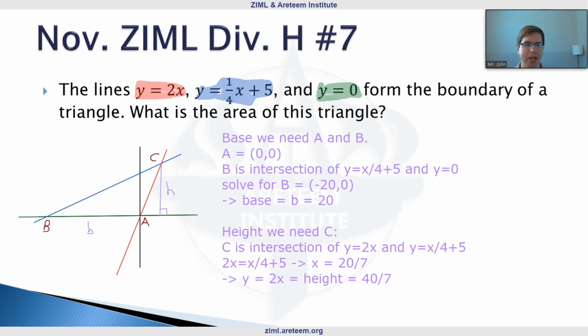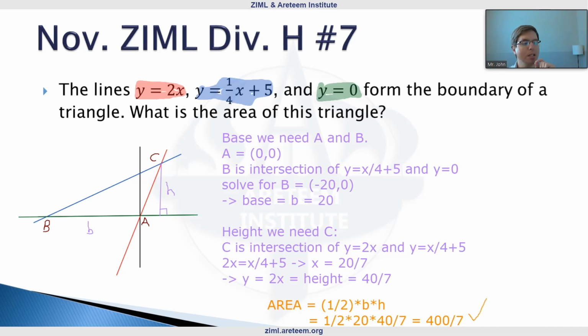So the area of our triangle equals, and let me put this in a color to stand out here, area is 1/2 times the base times the height. So this is equal to 1/2 times 20 times 40 over 7. So this is 400 over 7 as our final area. That's going to give us our answer for the problem here.